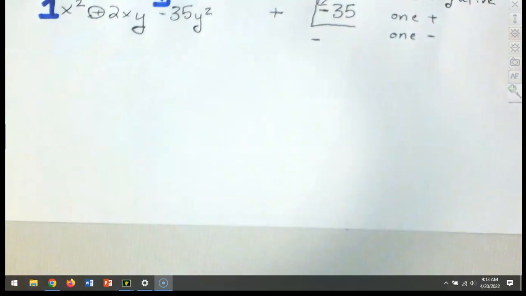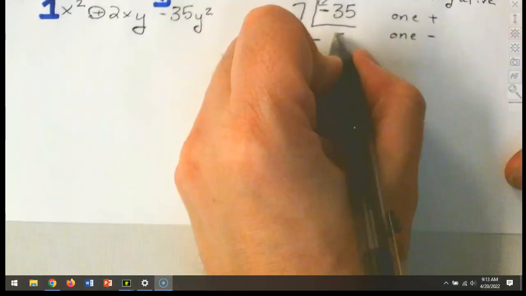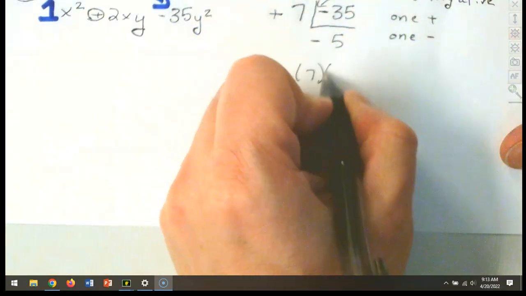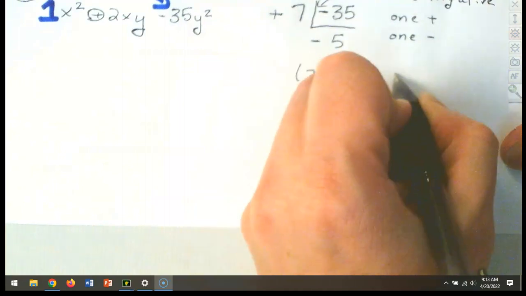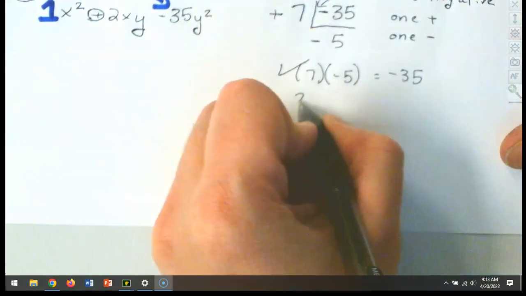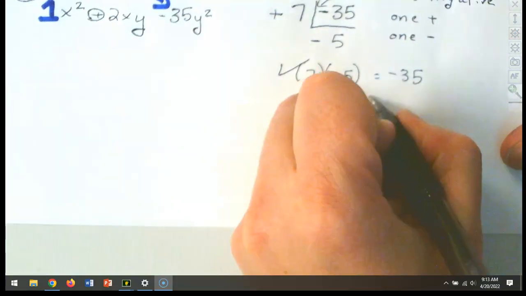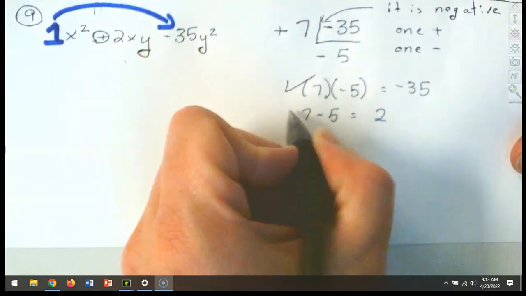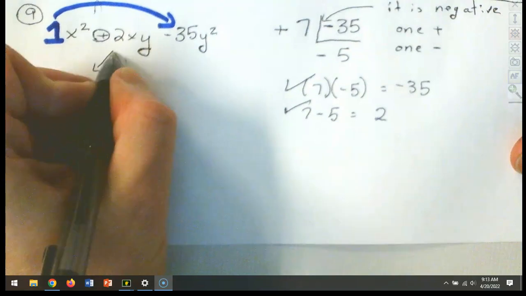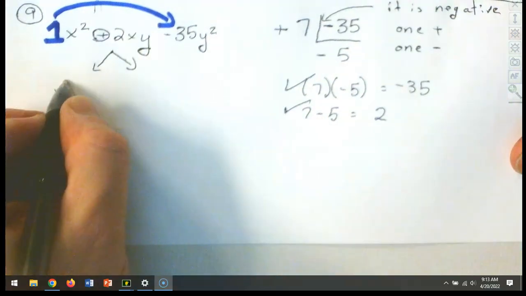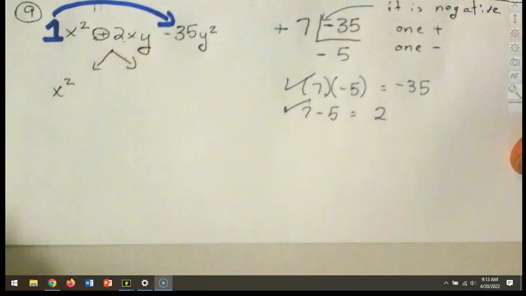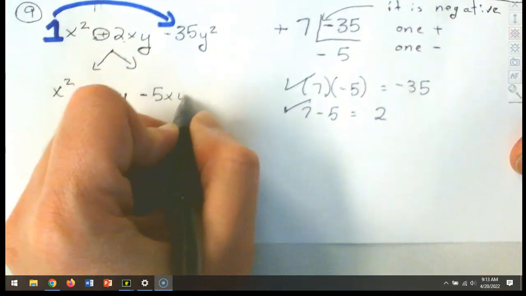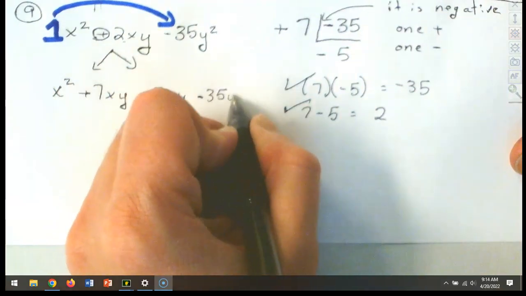So what are my two numbers here going to be? Positive 7, negative 5. And if you forget, you can always check, because 7 times a negative 5, right, is a negative 35. And 7 minus 5 is a 2, which is there. You don't have to check them every time like I did here, but you can. Split it up, and that's going to be x squared. We split that 2 up into 7xy, and a minus 5xy, and then a minus 35y squared.